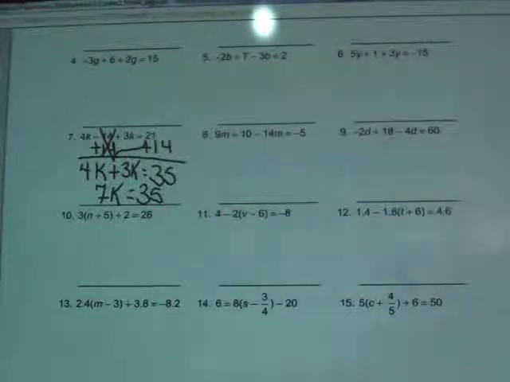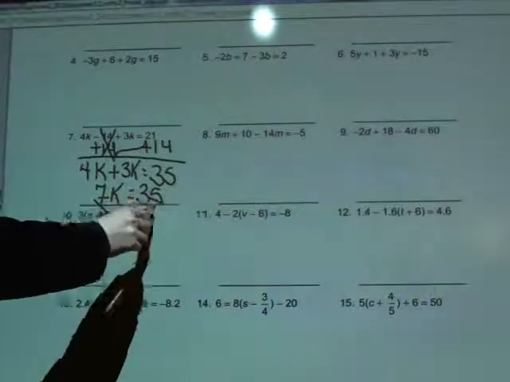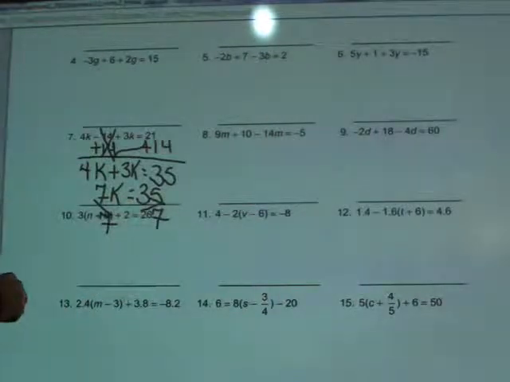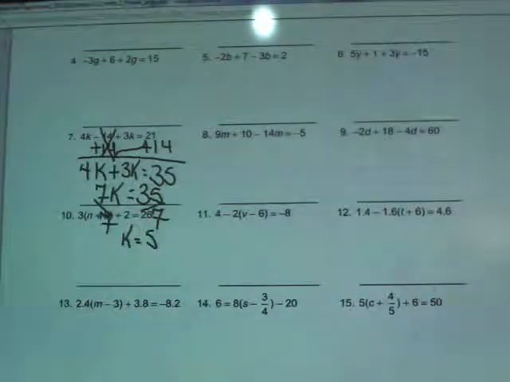Well, now it's just a one-step equation, which is something we've seen a whole lot of. I'm going to go ahead and divide out the 7 here, because again, I'm doing the opposite to move something to the opposite side. That's a number and it's going to the right. 35 divided by 7 is going to give me 5. All right, let's practice that again in number 8. We've got 9m plus 10 minus 14m equals negative 5.